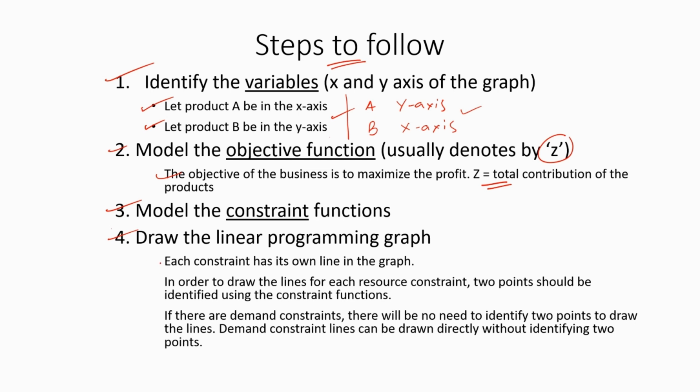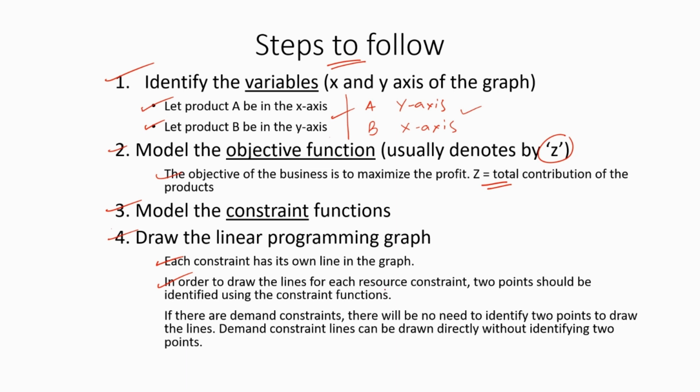How can we draw the linear programming graph? Each constraint has its own line in the graph. Simply, this means if there are two constraints, there will be two lines. If there are four constraints, there will be four lines. If there are 100 constraints, there will be 100 lines. In order to draw the line for each resource constraint, two points should be identified using the constraint functions.